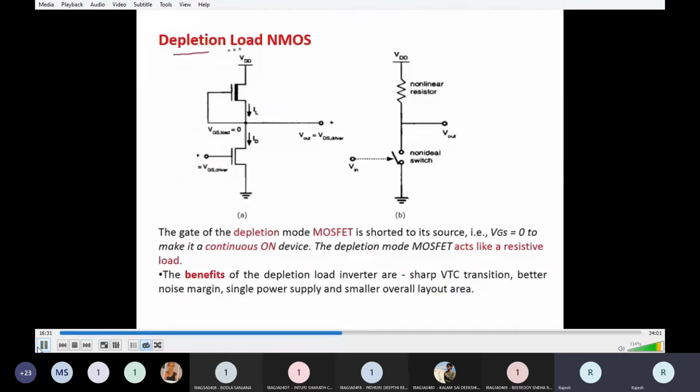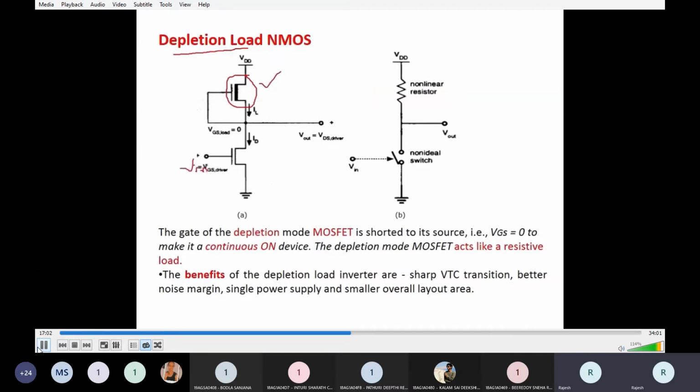So next, depletion load NMOS. In depletion load NMOS, the NMOS inverter we have discussed earlier is the same circuit, this one. This is the depletion mode NMOS, in which the gate and source are connected, hence VGS equals 0. And VDD is connected to the drain of this transistor, hence it is always in the on state.